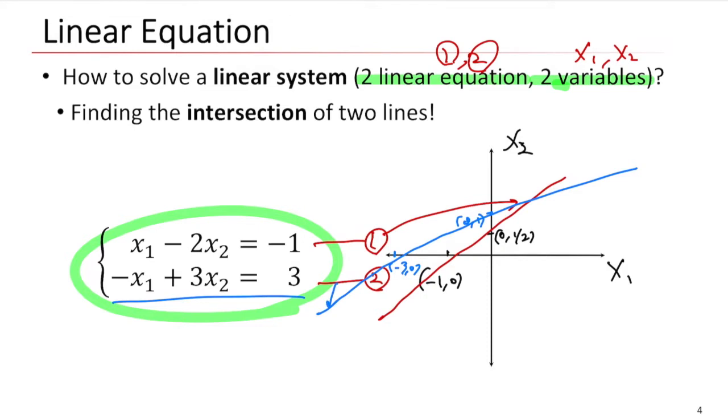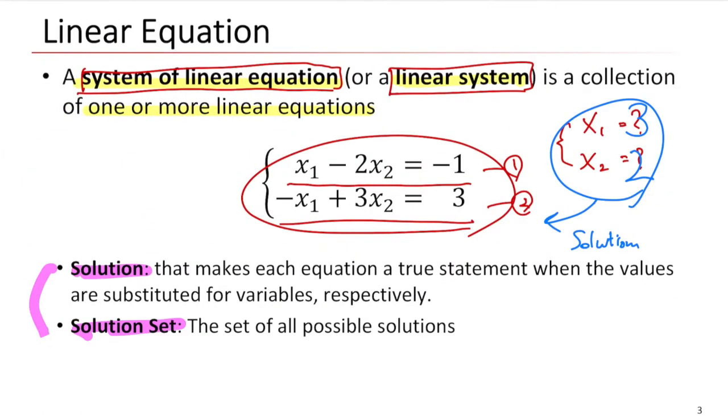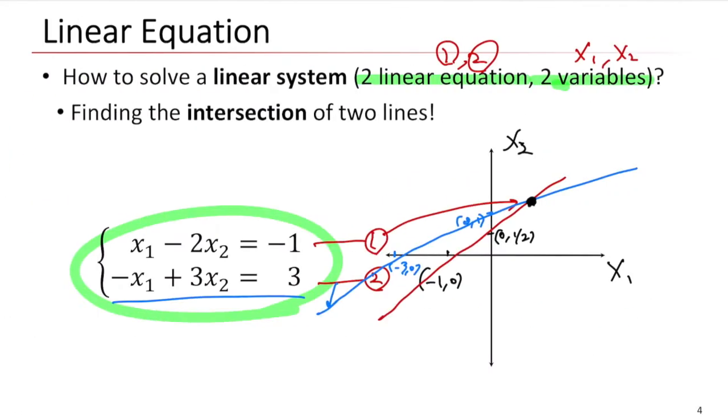So the solution of this linear system will be the intersection of these two lines here. It will be x1 is equal to 3, x2 is equal to 2, something like that. Or we can just represent it as (3, 2). Okay, so this is just the solution of this linear system. Okay, it's very easy, right?